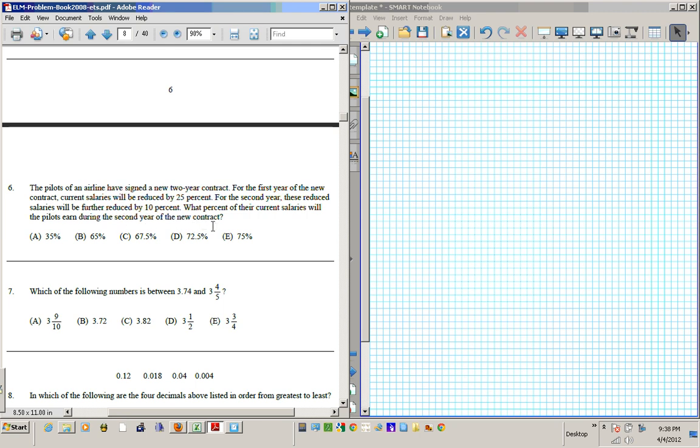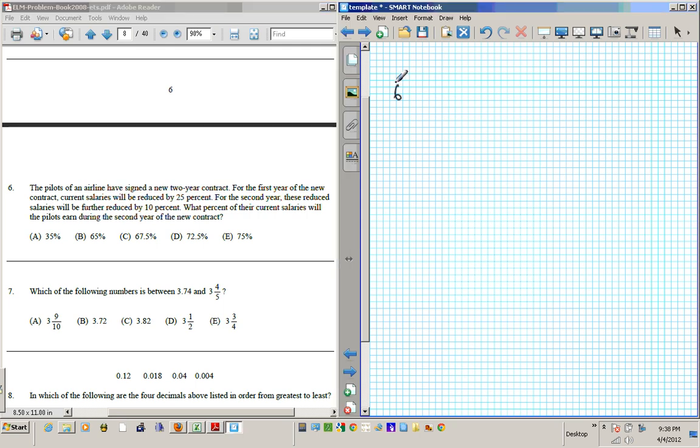So we're going to have two reductions. Two reductions are happening here to the original amount. So let's pick a fictitious amount. Let's say the salary was $1. So I want to reduce it by 25% and then reduce it by 10% and see what percentage I'm going to have of the original. Or basically we can even call it X.